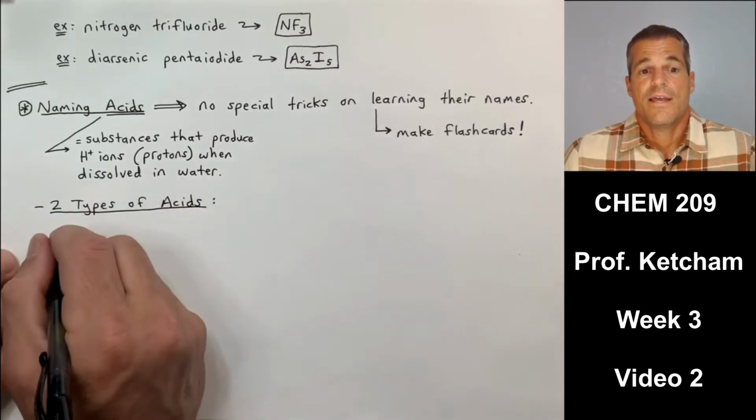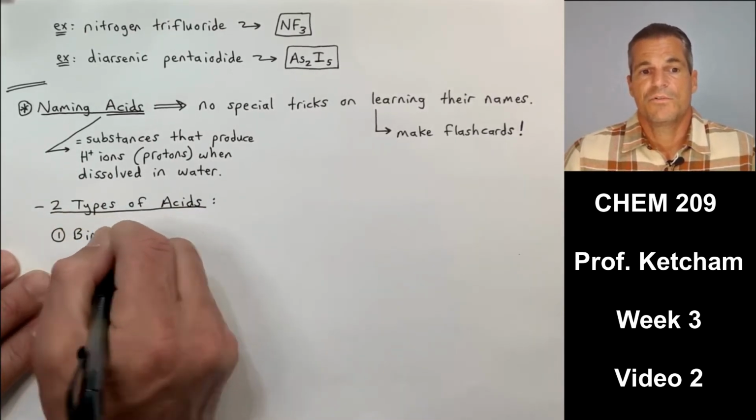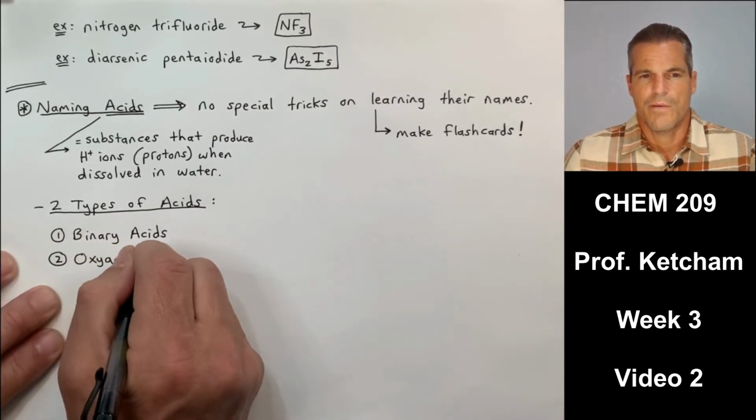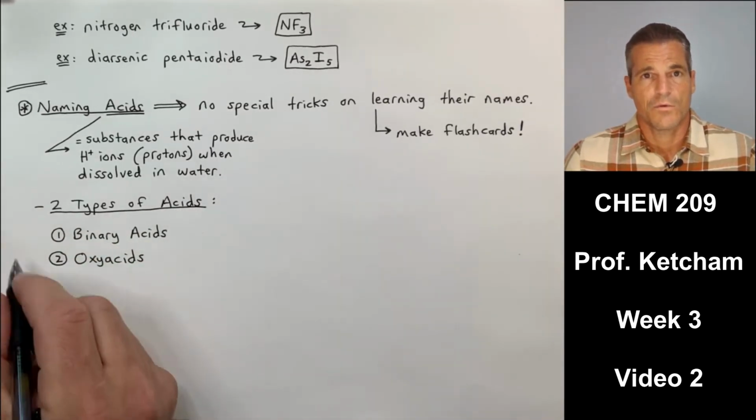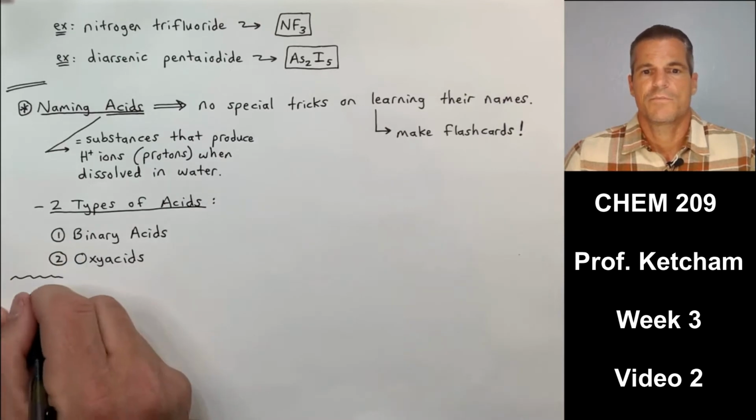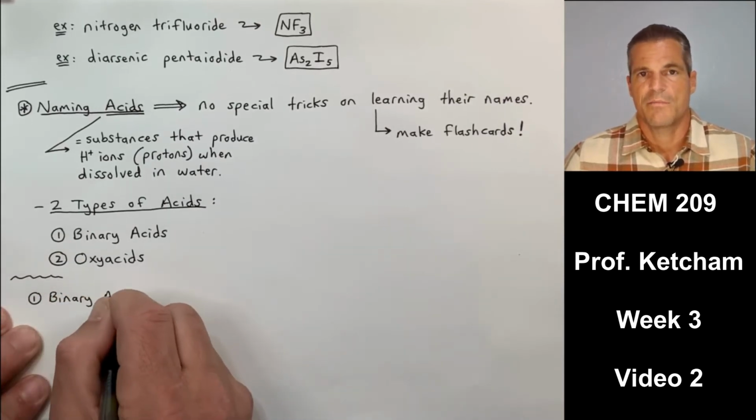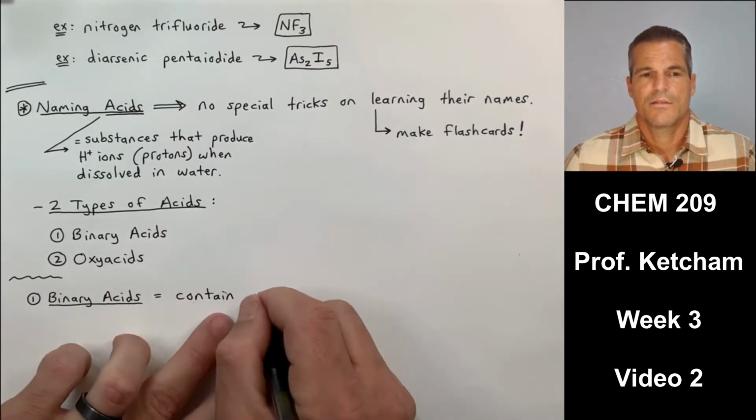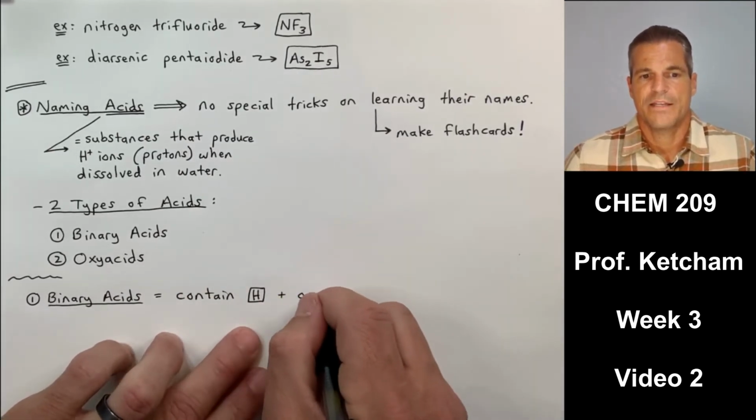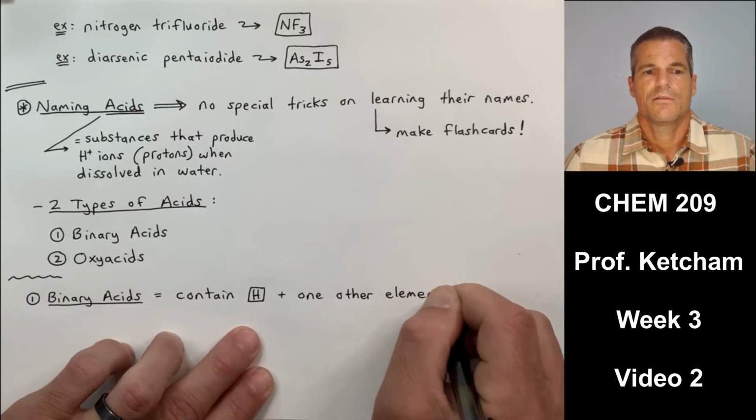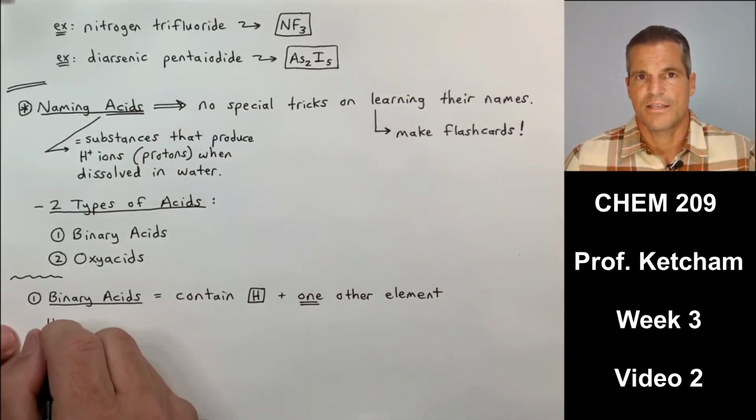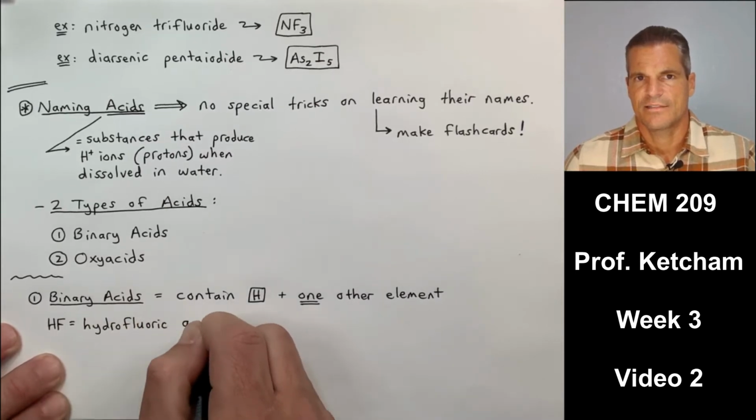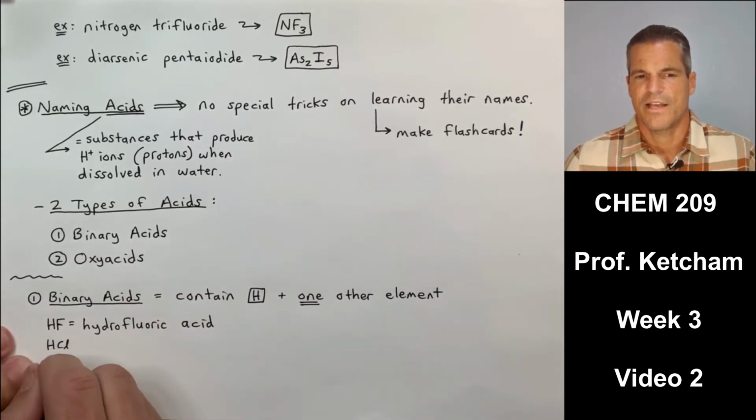So acids are substances that produce H plus ions when they're dissolved in water. So for right now, just remember that acids for us start with the letter H. There's no special tricks on learning their names. We just have to make flashcards, okay? There's 2 types of acids. Number 1, binary acids. Number 2, oxyacids. So the names there, binary acids and oxyacids, give us hints on what the acids contain.